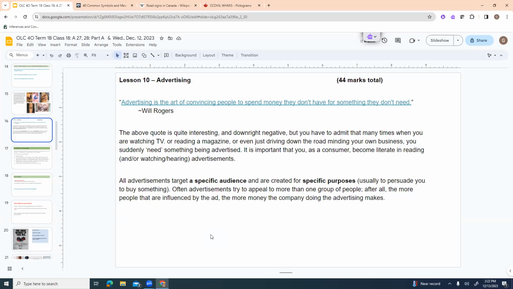It's important that you as a consumer, in other words, a shopper, become literate in reading and or watching or hearing advertisements. All advertisements target a specific audience and they're always created for specific purposes, usually to persuade you to buy something. Often advertisements try to appeal to more than one group of people. After all, the more people that are influenced by the ad, the more money the company doing the advertising makes.